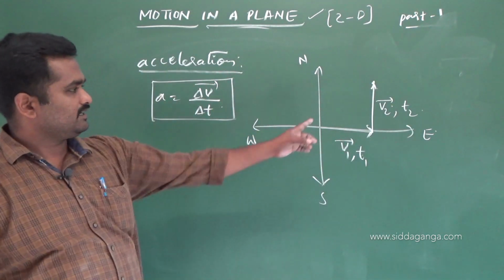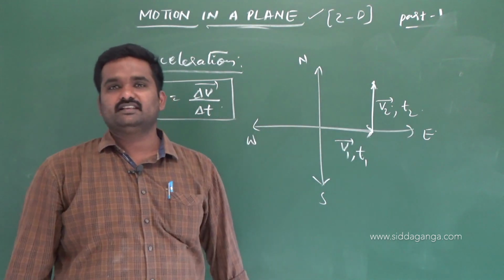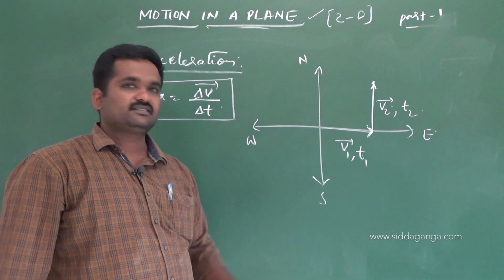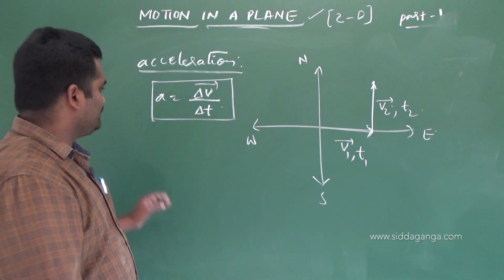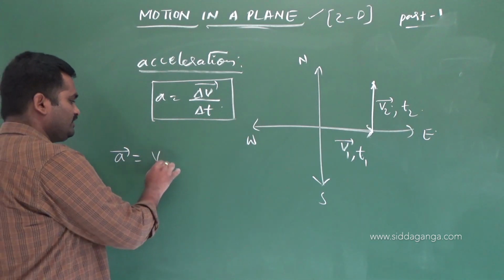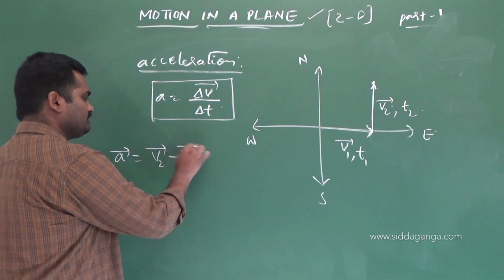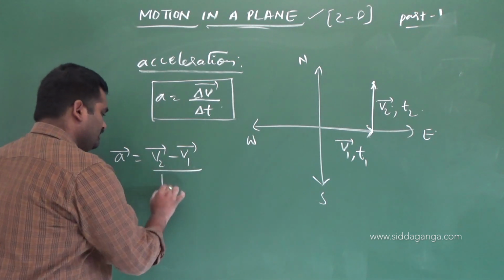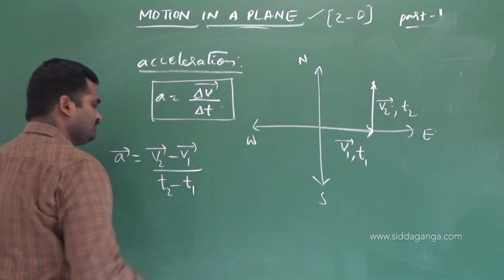What is the acceleration of the particle for this journey, they are going to ask. How to find the acceleration: a bar equals, as I told you, change in velocity, v2 bar minus v1 bar, final velocity minus initial velocity, divided by the time taken for the change, which is t2 minus t1.